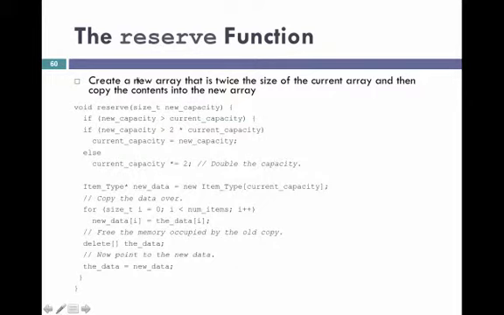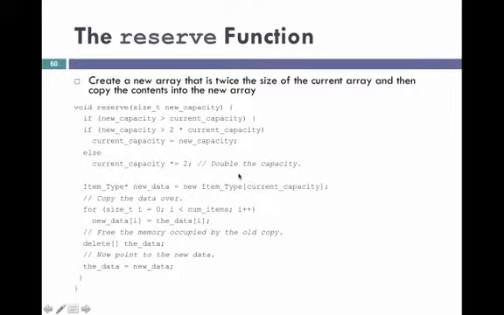Here's the reserve function that creates a new array that's twice the size of the current array and then copies the contents into the new array. So reserve takes a parameter, new capacity, and if the new capacity is greater than the current capacity, then we'll check to see if new capacity is more than 2 times the current capacity. If it's more than 2 times, then we'll go ahead and make that the current capacity. Otherwise, we'll go ahead and double the capacity. So at a minimum, we're going to double the capacity.